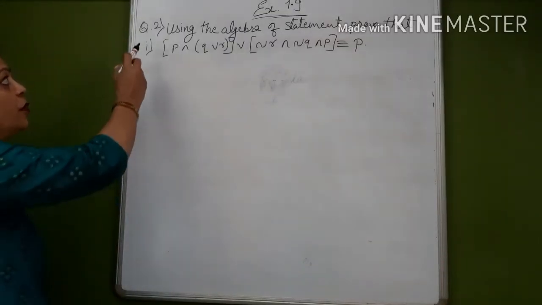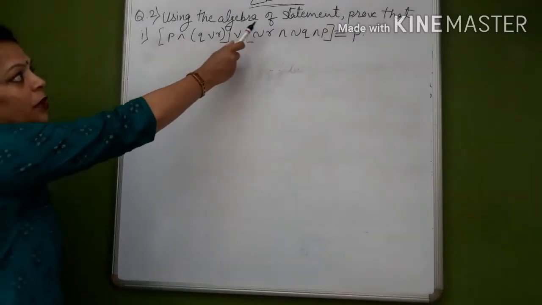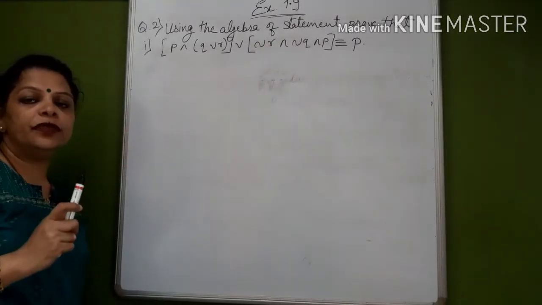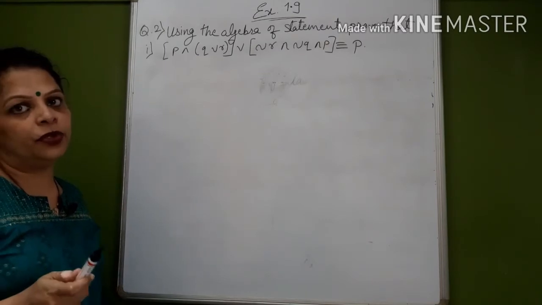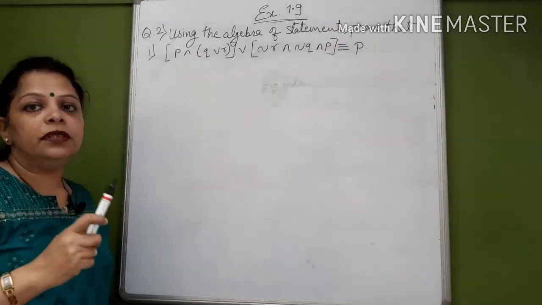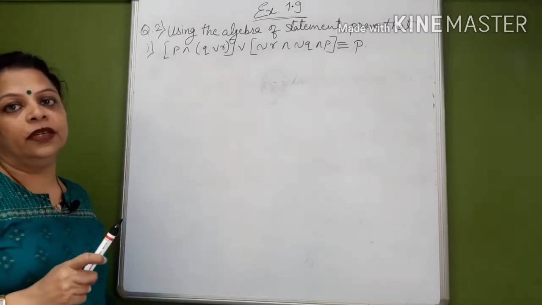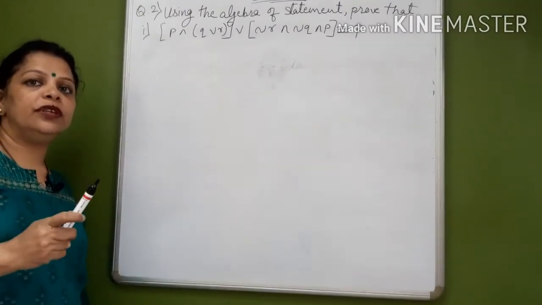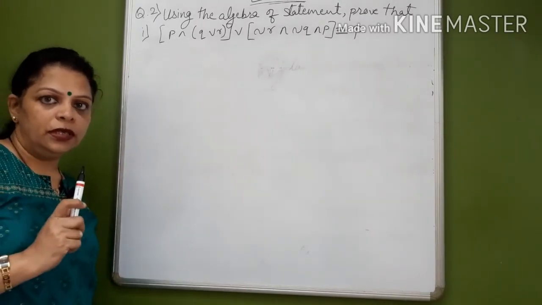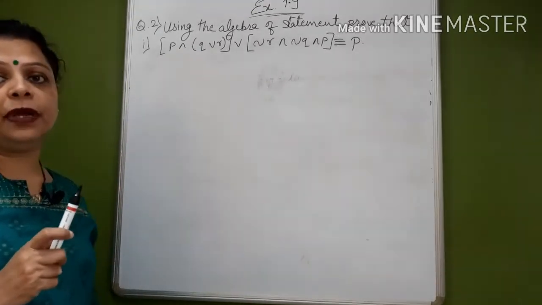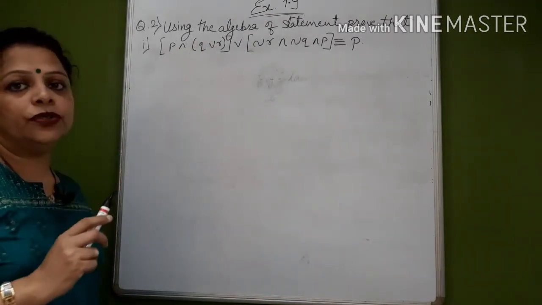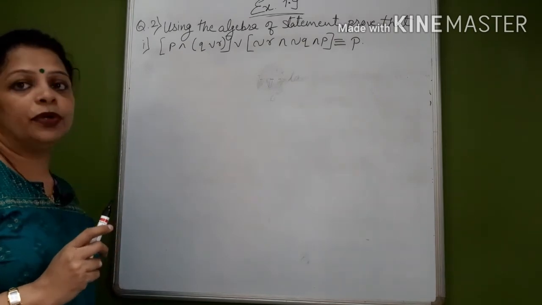So see what is question number 2. Using the algebra of statement, prove that. In question number 1, the question was, without using the truth table, prove that. And over here they have said using the algebra of statement. So both statements mean the same thing. Even if it is asked without using truth table, prove that, that means you have to use the laws of algebra of statements for proving the given statements. Now here clearly they have given using the algebra of statement, prove that.